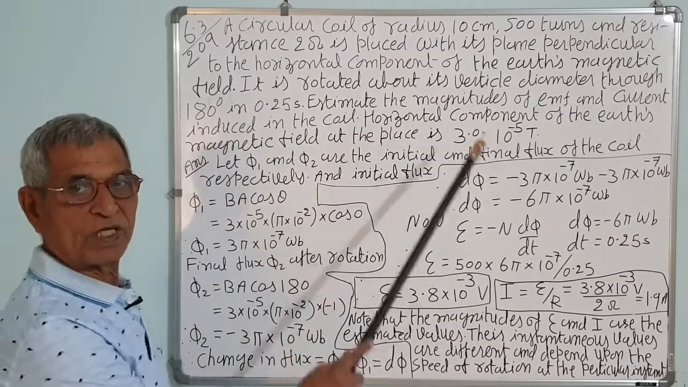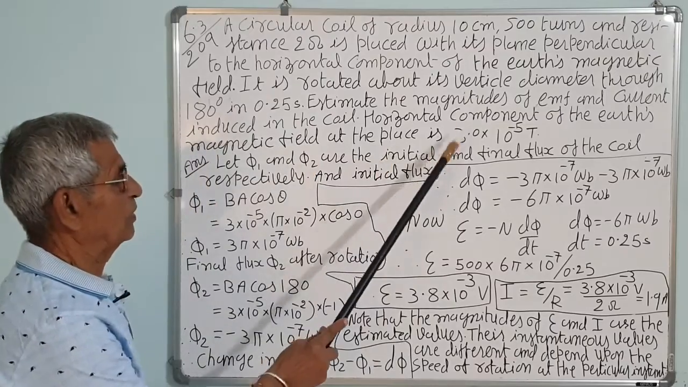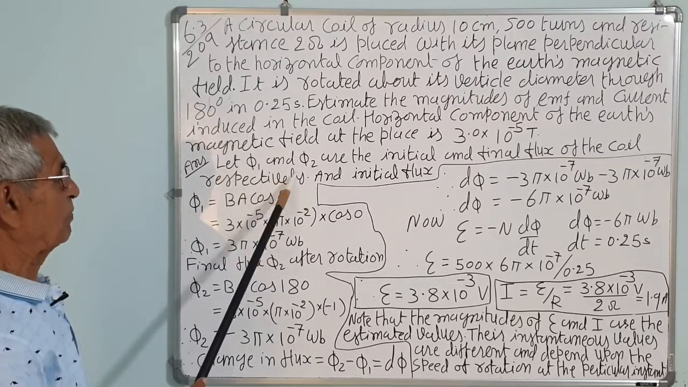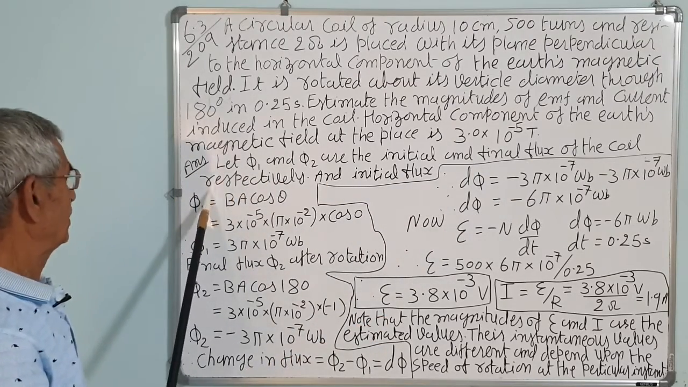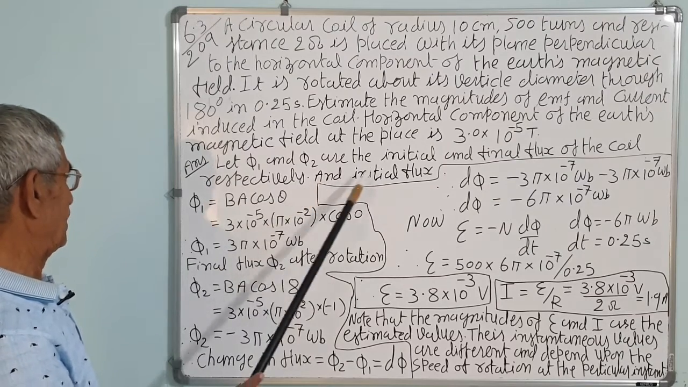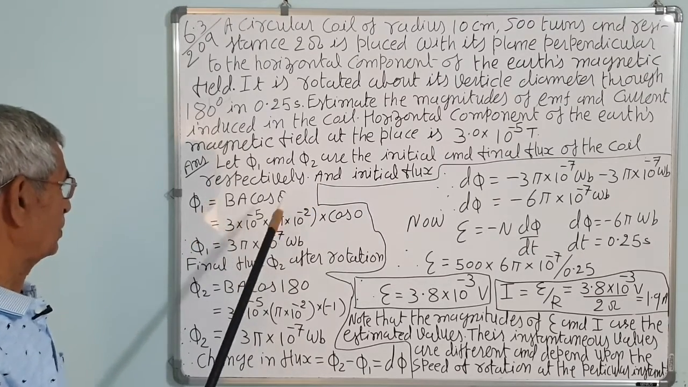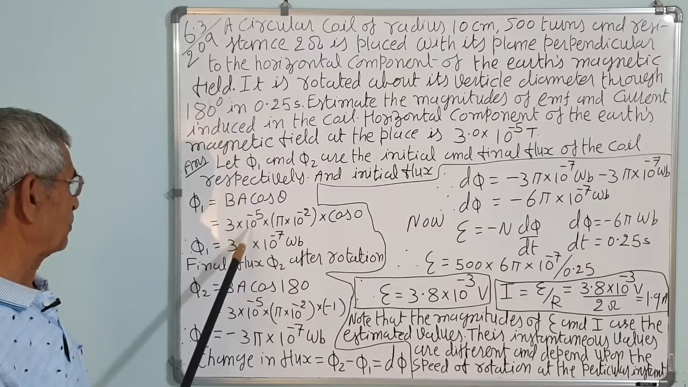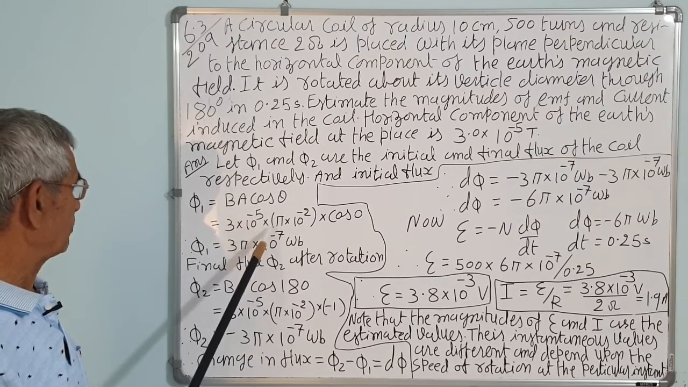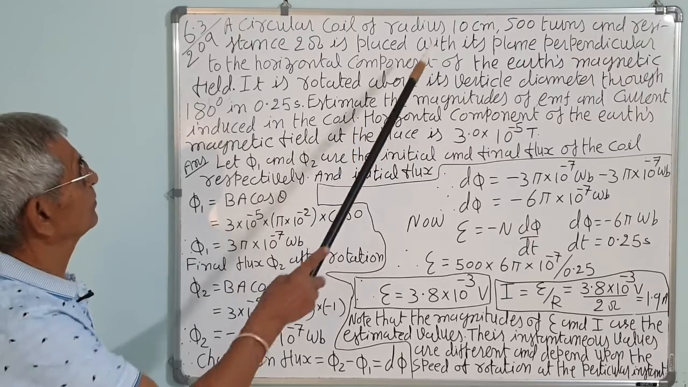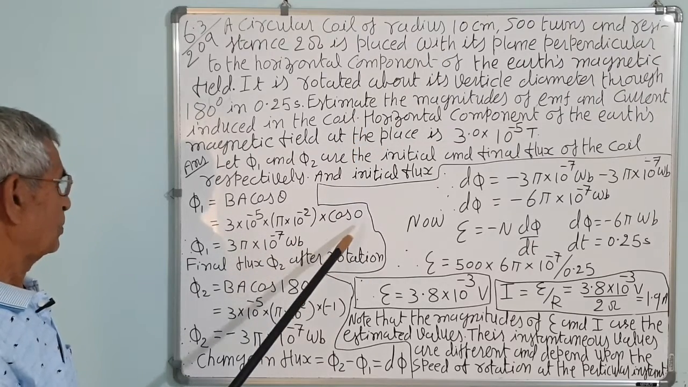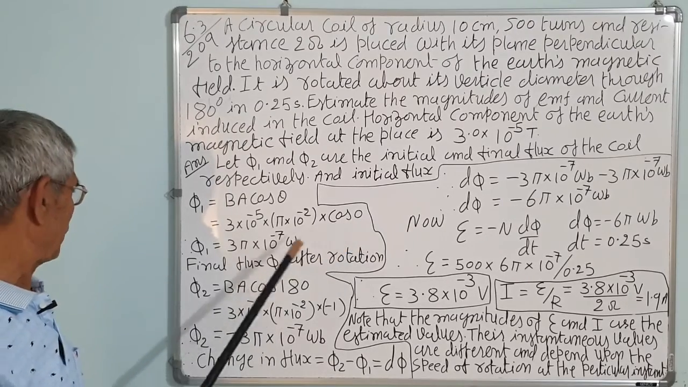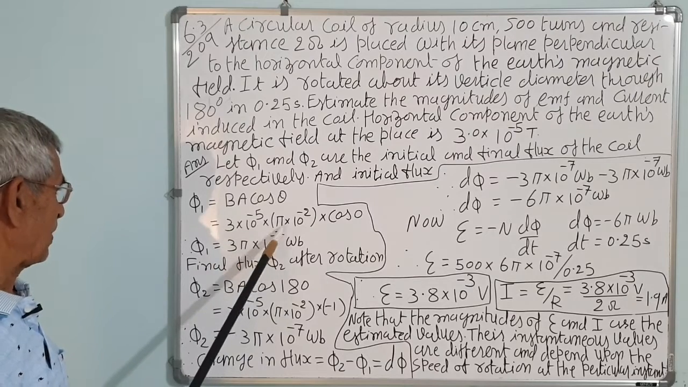The horizontal component of the earth's magnetic field at the place is 3 into 10 raised to minus 5 Tesla, or 0.3 Gauss. Let phi 1 and phi 2 be the initial and final flux of the coil respectively. The initial flux phi 1 is equal to BA cos theta, that is the earth's magnetic field 3 into 10 raised to minus 5 Tesla, the area of the coil pi r square with radius 10 centimeter, into cos 0. Initially it is in the earth's magnetic field direction, so the angle is 0. So phi 1 is 3 pi into 10 raised to minus 7 Weber.